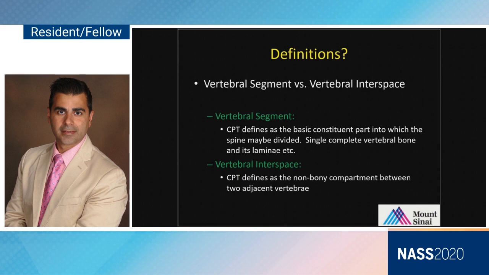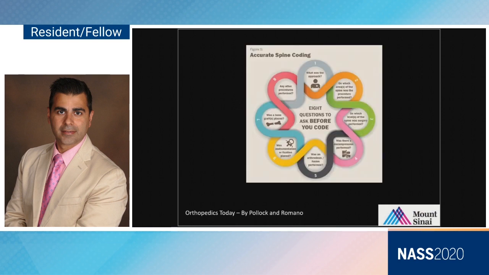And this is important, as discectomies can be coded as an interspace procedure, whereas in certain cases, laminectomies or certain decompressions with foraminotomies can be coded based on the vertebral segment that you're addressing. So as we mentioned earlier, it's important to develop an organized framework to coding all your procedures.